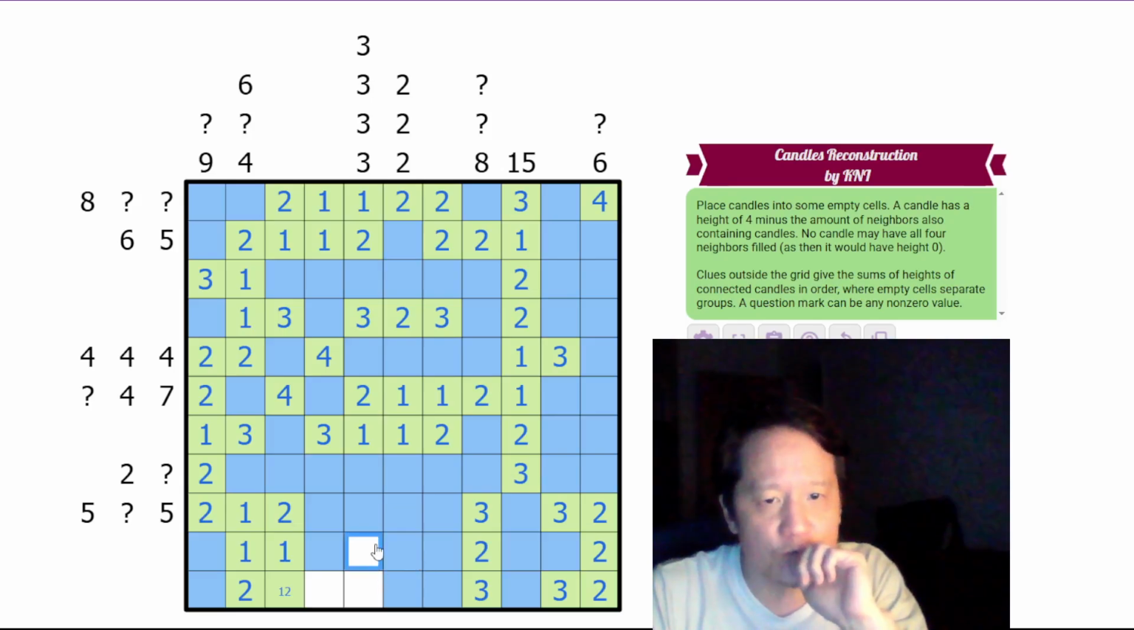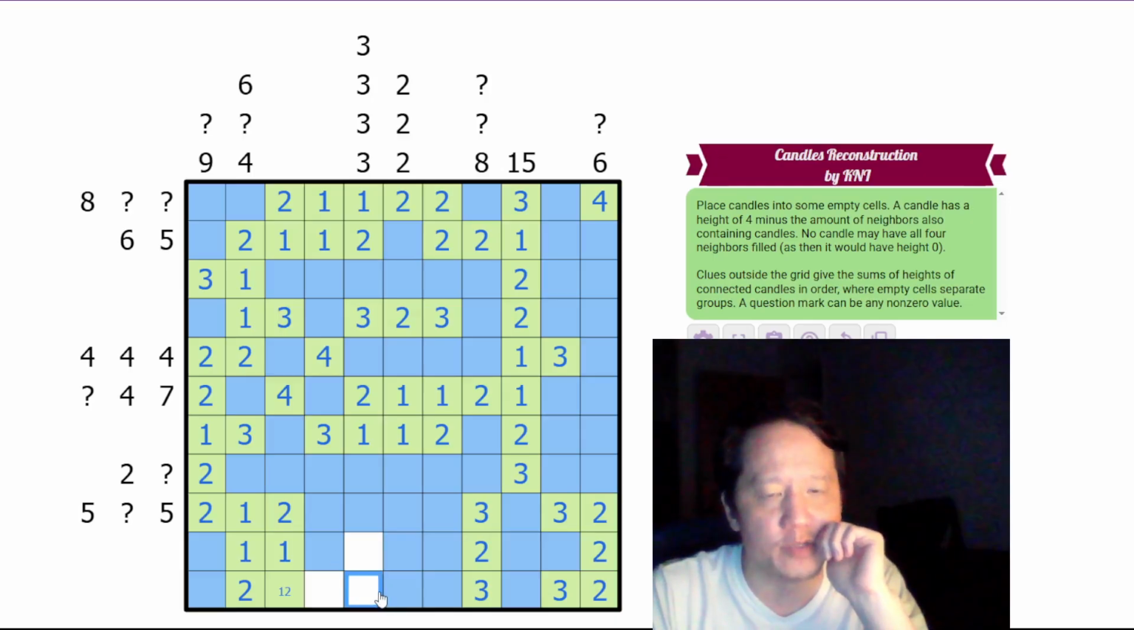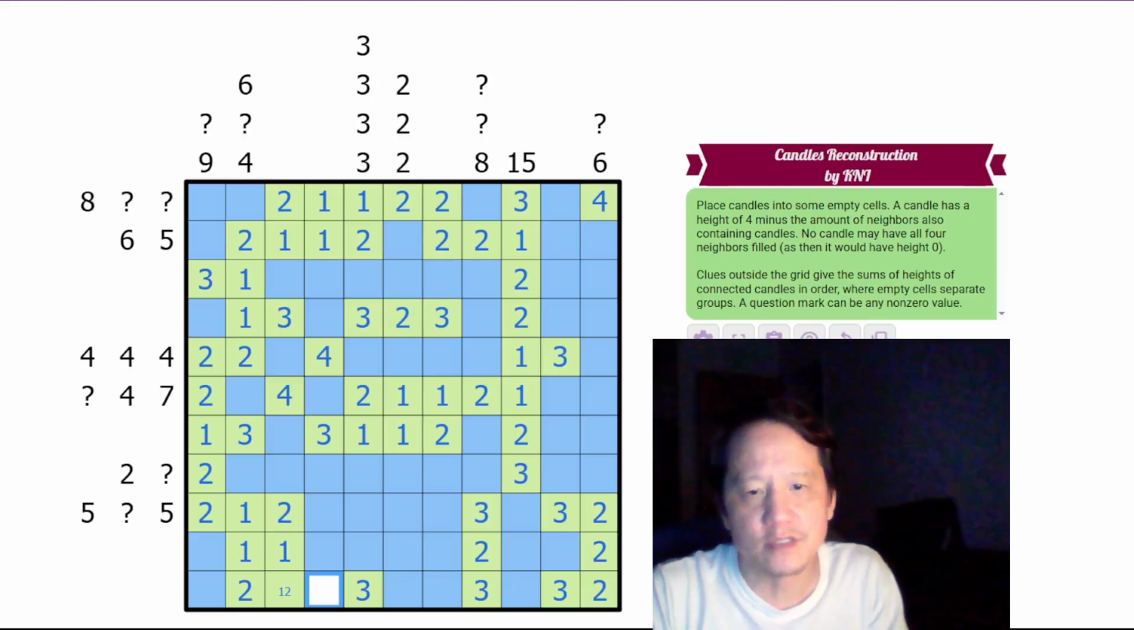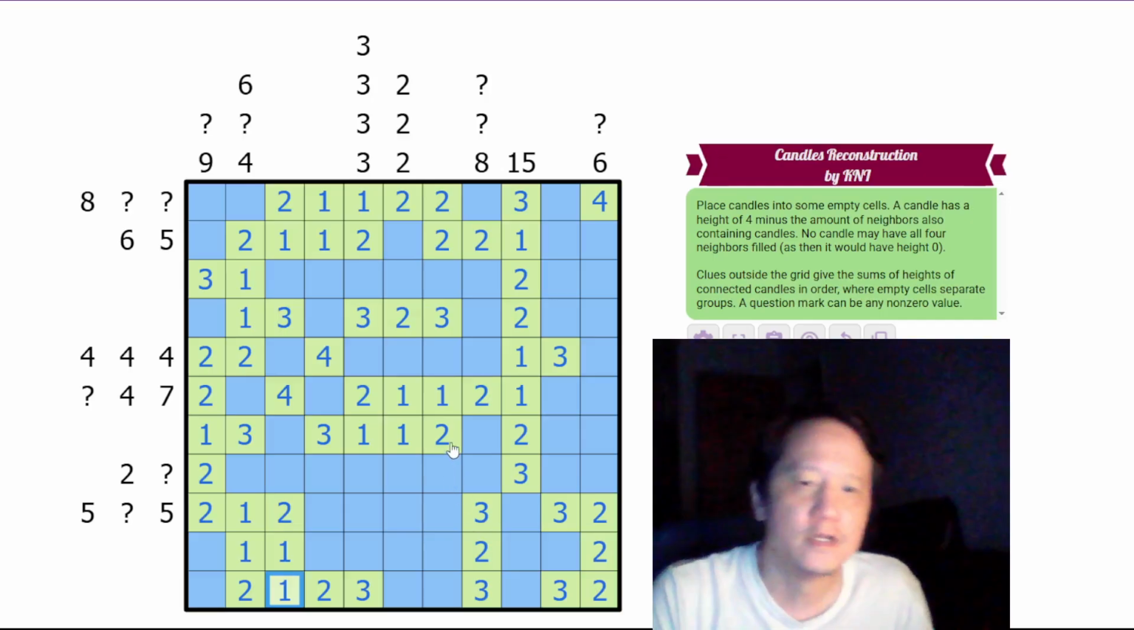If this is green, it would have to be 3 at most, but then this would be green. This would be blue. So this cannot be green. It has to be blue here, which forces this to be green, and it must be 3, which makes this 1 with a candle. So that has 2 neighbors with candles, so that's 2, which makes this 1. And that's a solution.